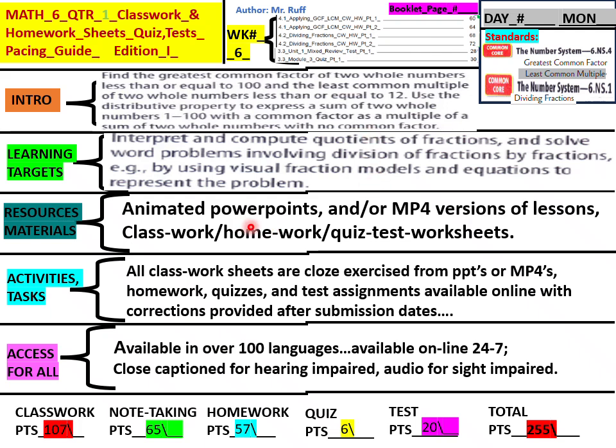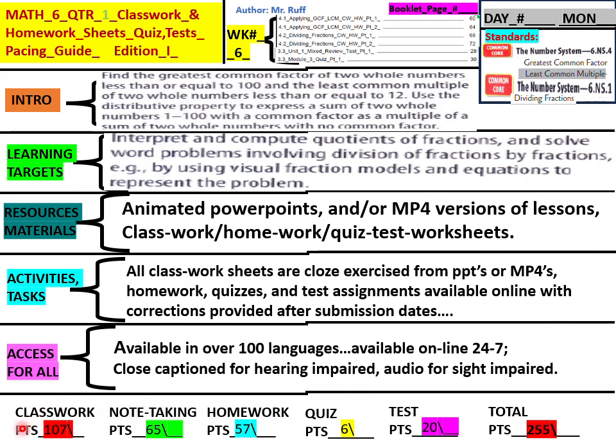Again, resources are materials, animated PowerPoints and videos, classwork, homework, quiz, test, worksheets. Activities, tasks are all class worksheets or closed exercise from PowerPoints or MP4s. Homework, quizzes, and tests available online with corrections provided after submission dates, and access available in over 100 languages, available online 24/7, closed caption for hearing impaired, audio for sight impaired.